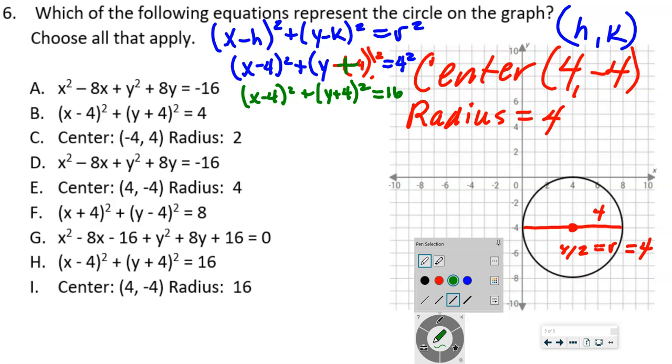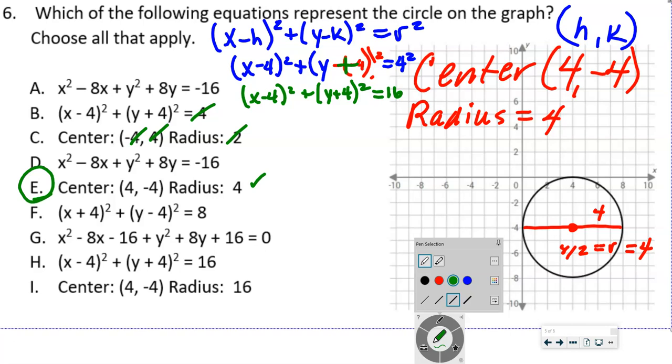So x minus 4 squared plus y plus 4 squared equals... it's definitely not that one, because that has a 4. Center is negative 4, 4, no. Radius was definitely not 2. Let's keep going. Our center is 4, negative 4, radius of 4. This looks like it's correct. So let's circle that one.